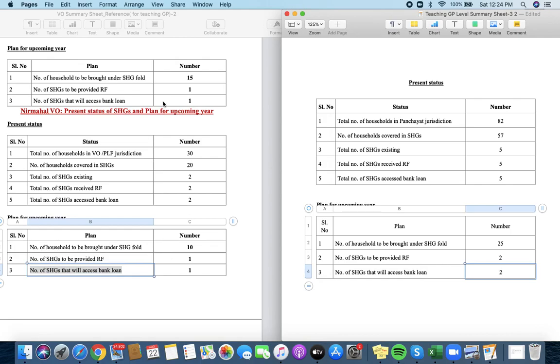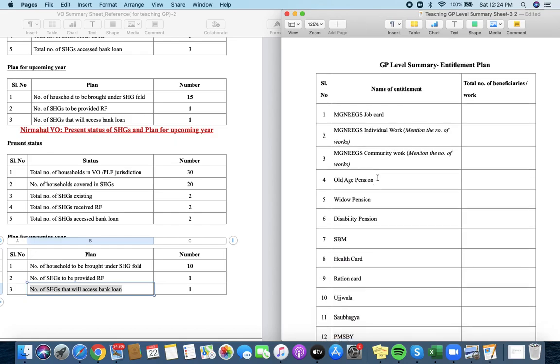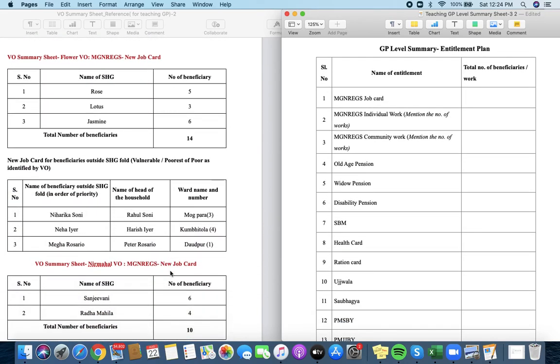So you have to imagine that you have the VO level summary sheets of all the VOs in your panchayat, and you have to just count the numbers and fill them in the GP summary sheet. Now we will move ahead and see how to fill the GP level summary sheet for the entitlement plan.